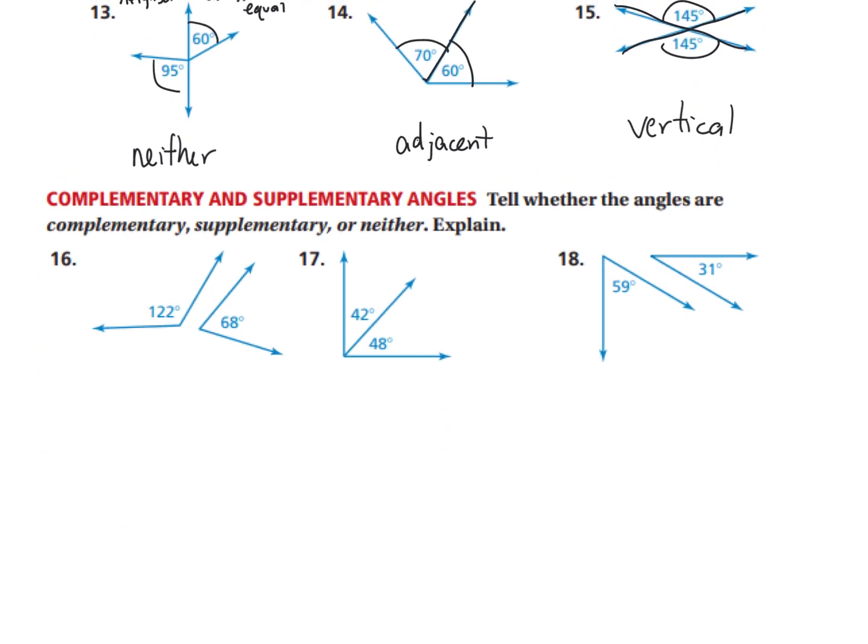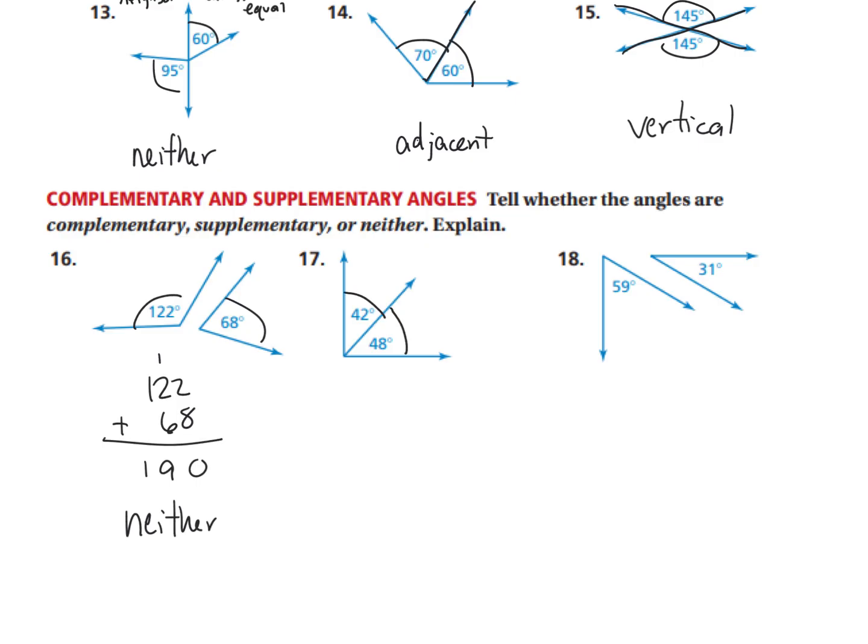16, 17, 18 kind of has us do the same thing, this time with complementary and supplementary. Again, complementary and supplementary, anytime two angles add up to either 90 for complementary or 180 for supplementary. So looking at these two angles here, 122 plus 68 would give us 190. For supplementary, it has to be 180. So this is a neither situation.